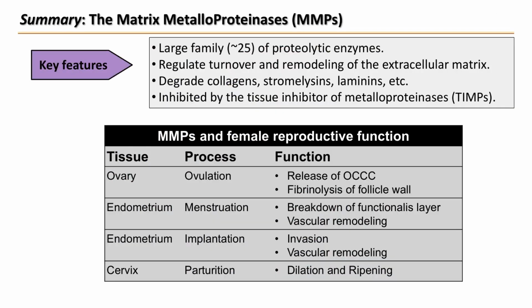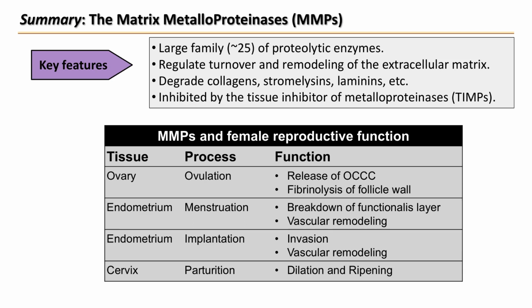In summary, we have looked at the MMPs through multiple processes in female reproductive function. Recognize this is a relatively large family of proteolytic enzymes. They do regulate turnover and remodeling of the entire extracellular matrix. They're multiple and various in their functions. They degrade collagen, stromolysins, laminins, etc., and they are inhibited by the TIMPs. There are at least 3 TIMPs that we are aware of. Looking at this from a tissue or organ-specific process, recall that in the ovary, the MMPs are involved with ovulation. This releases the oocyte complex, and it's involved with fibrinolysis of the follicle wall.